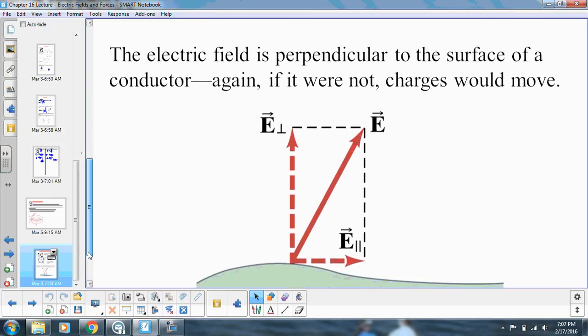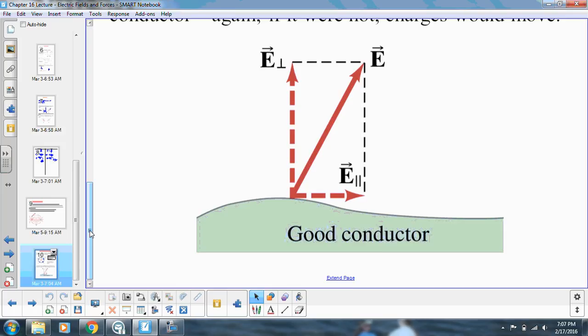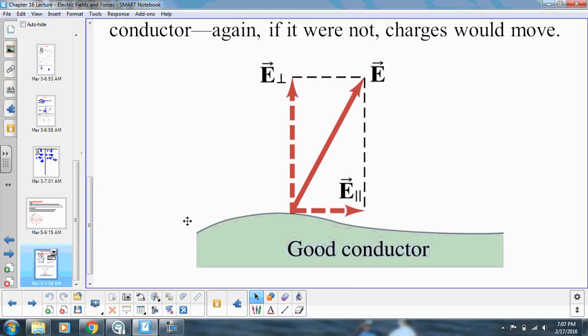Electric field is perpendicular to the surface of the conductor. Again, if it weren't, charges would move until it is. So if the surface is curved, then the electric field vector is going to always be perpendicular to the surface. And we'll practice drawing some electric field vectors of different things. But that is an introduction to this concept. I hope you enjoyed it.